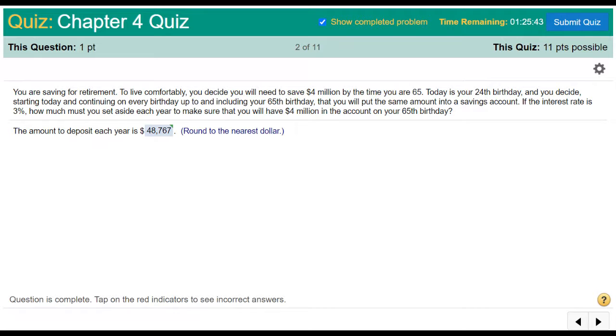IY is 3%. Present value, payment is, we're solving for payment. Future value is 4 million. Present value is 0, and then compute for payment. Are you guys coming up with this? Yes. Okay.